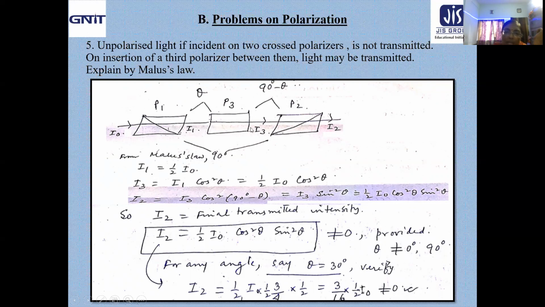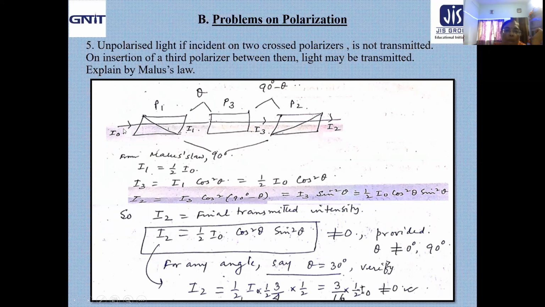Now you insert a third polarizer P3 in between, and you have to show that light may be transmitted here. Let us consider P3 is inserted in between P1 and P2 making an angle, say theta, with respect to P1. Naturally, with respect to P2, the corresponding angle is 90 minus theta, because the angle between P1 and P2 is 90 degree.